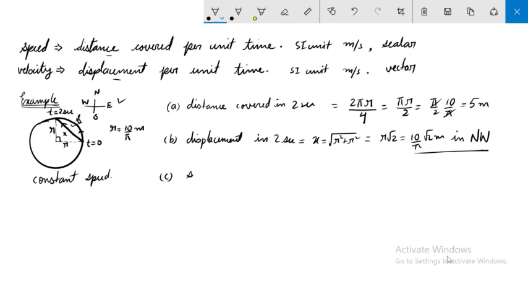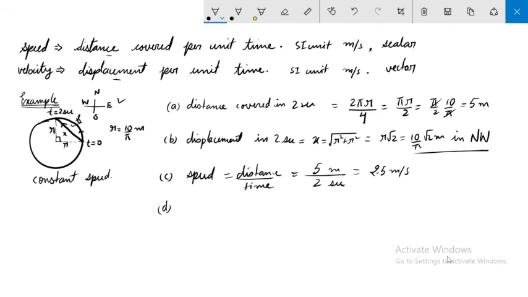Now let us come to C part. Suppose we are asked to find out the speed of the particle. Now we know that speed is equal to distance covered upon time taken. So what is the distance covered? In A part we have found it is 5 meters. Now in how much time is this distance covered? 2 seconds. So that makes it 2.5 meters per second. Simple.